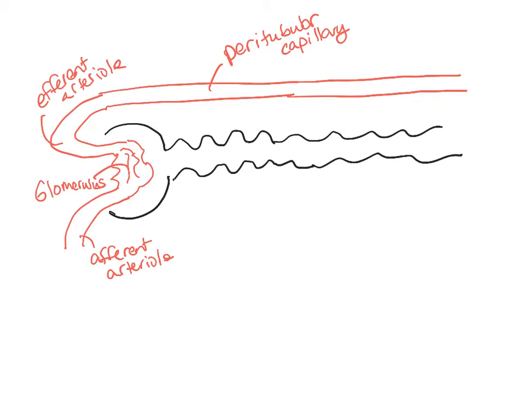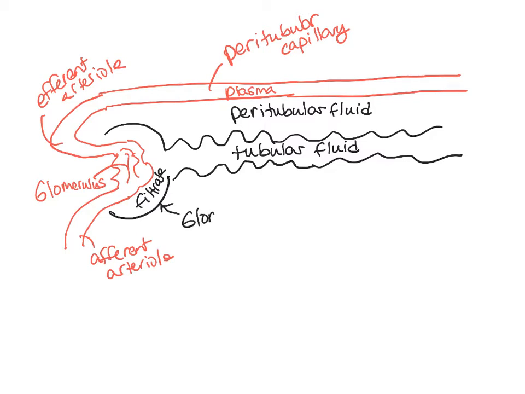Then we can continue naming some things. You know what I'm talking about. This is tubular fluid. This is the peritubular fluid. This then inside the peritubular capillary is the plasma. And then we also have filtrate, which would be the fluid that's in between the glomerulus and that capsule. That is the glomerular capsule.